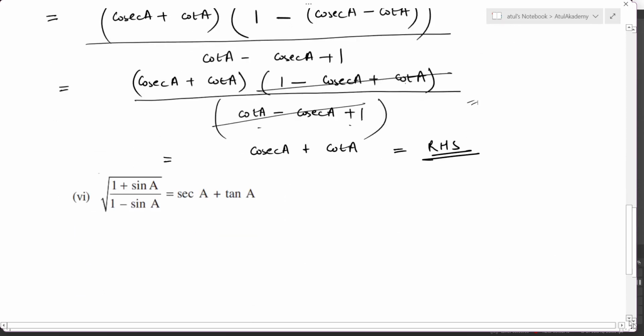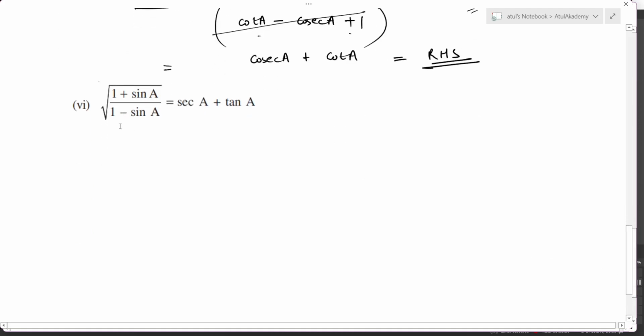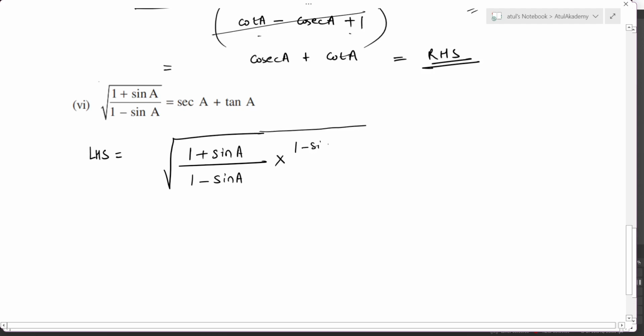Let's move to the next question. The next question is a little easier one. Whenever we have roots, what do we do? We rationalize the denominator. Let's do the same thing over here. So LHS, 1 plus sin A, 1 minus sin A. So I multiply numerator and denominator with the opposite sign, the way we do in rationalization.